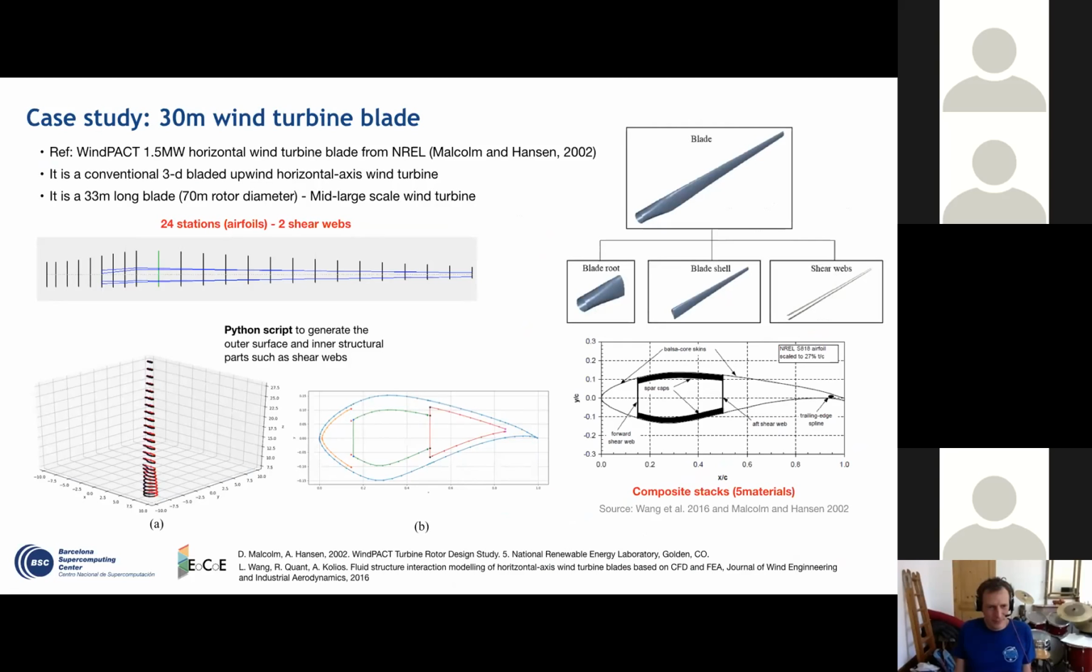Now let's see the main case study of EoCoE, that is the simulation of a 30 meter wind turbine blade. We selected a benchmark case study from NREL. This blade is really interesting, because we have a lot of information about the materials and details of the structure. It is a 30-meter blade for a horizontal axis wind turbine.